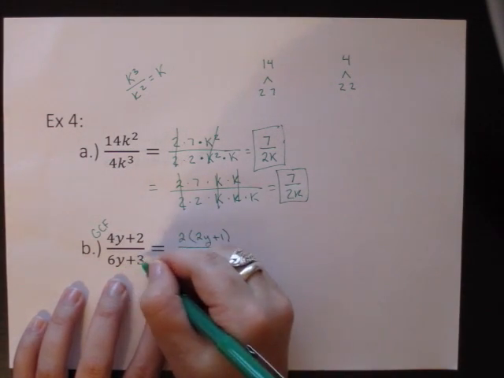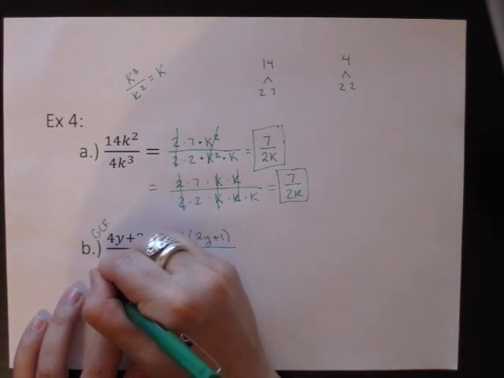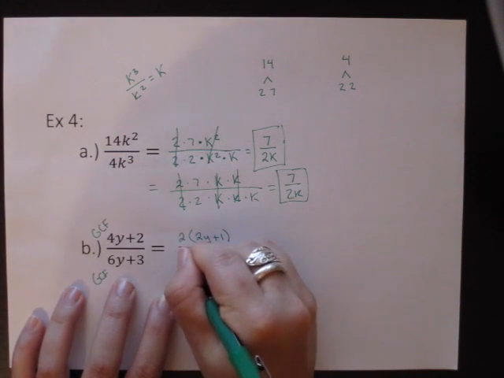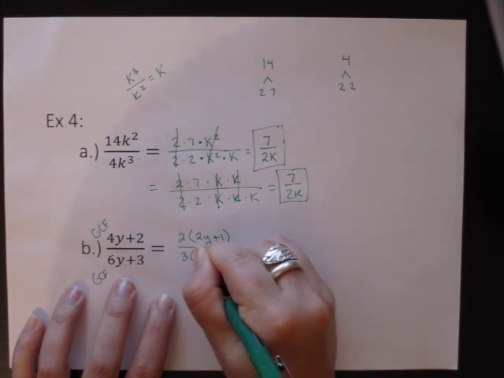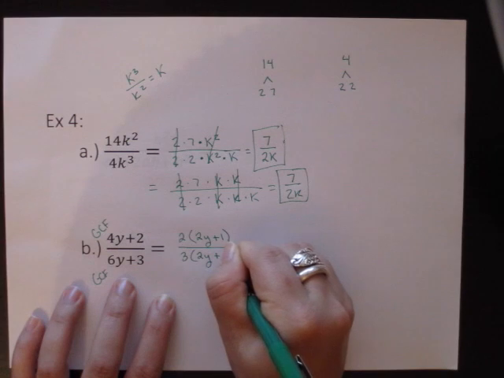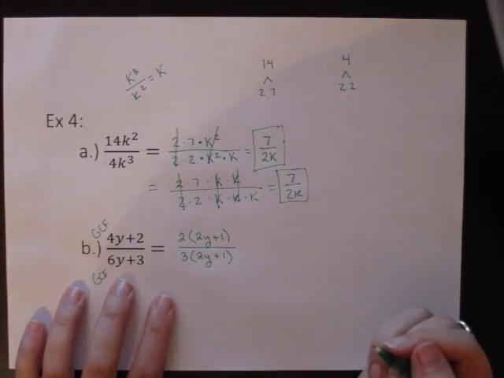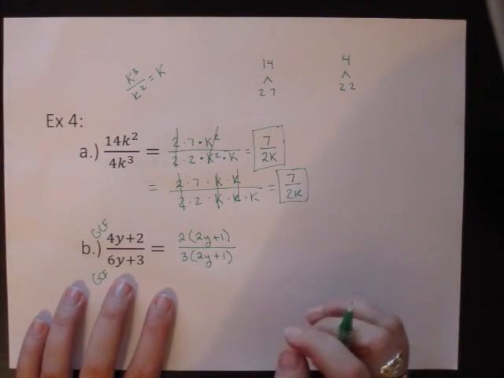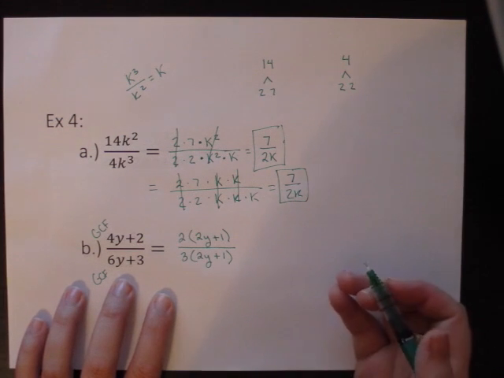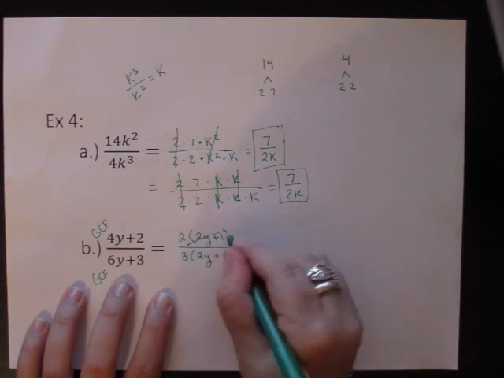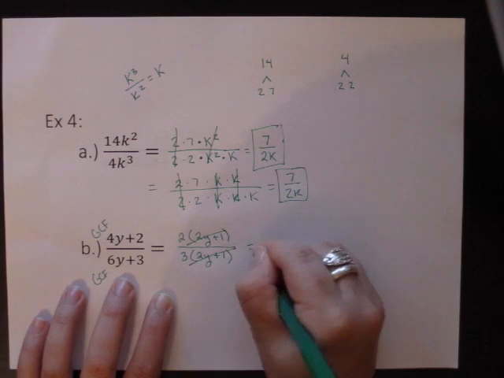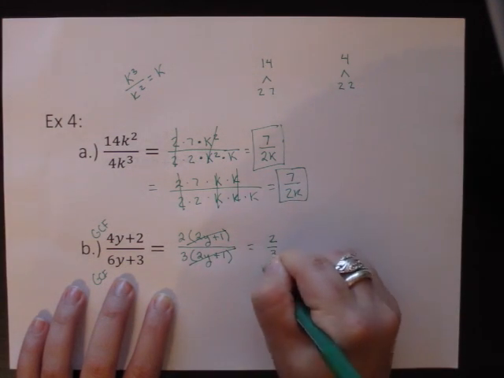For 6y plus 3, again it's going to be a GCF. I can pull out a 3, and I'm left with 2y plus 1. Now, I factored it, so now anything that looks exactly the same can cancel out. So what can cancel out here is the 2y plus 1. And I'm just left with 2 over 3.